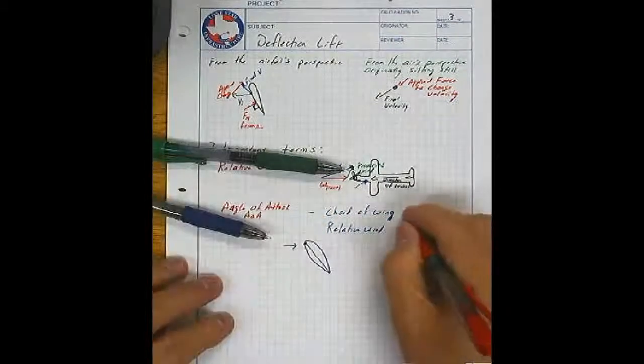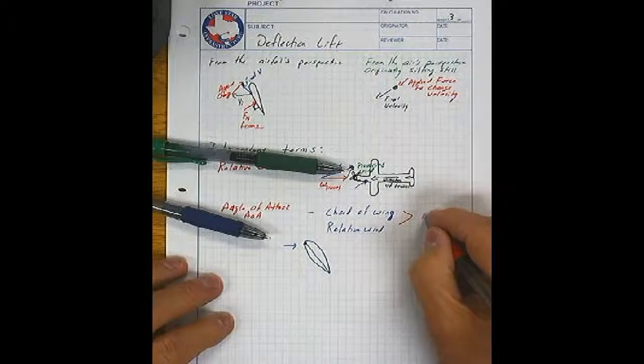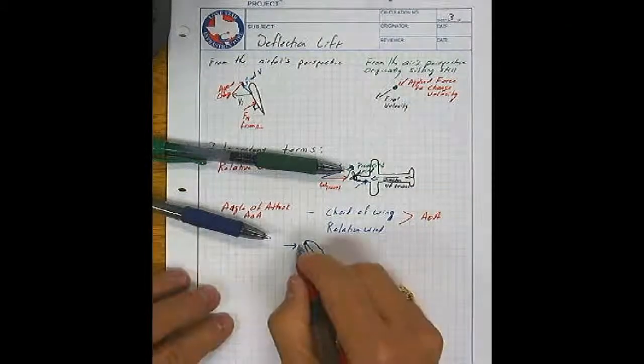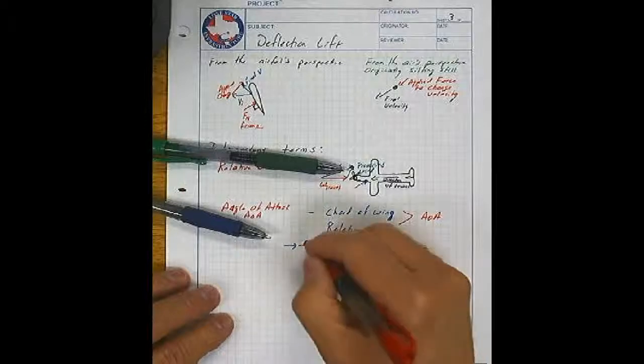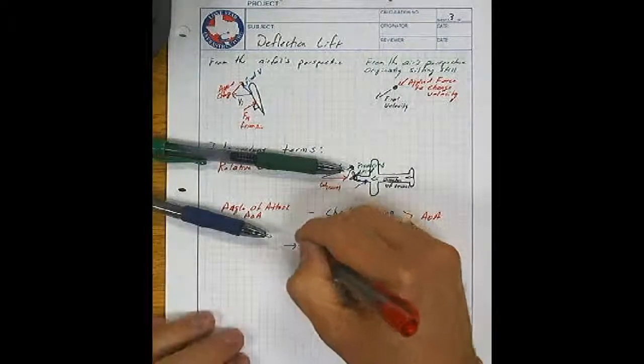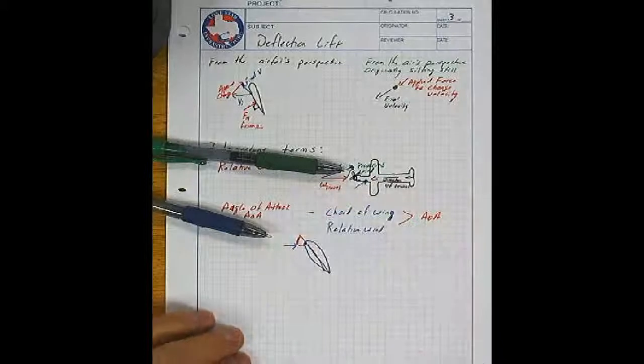The angle between those two is the angle of attack. Okay, so if the wind is that direction and the chord is that direction, then that's my angle of attack. My angle of attack is up here. It would be that.